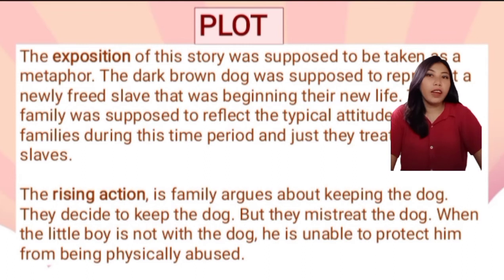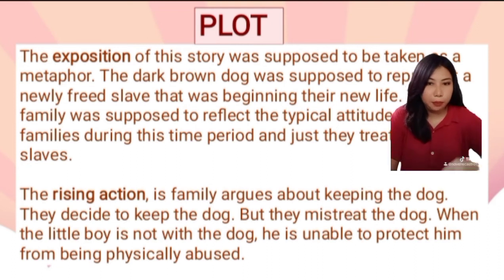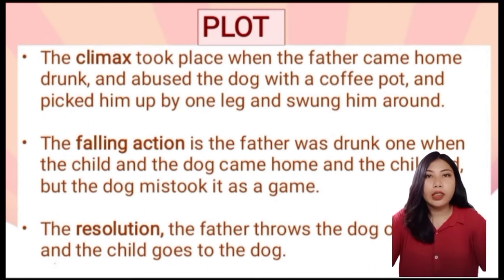The next part after the exposition is the rising action. The family argues about keeping the dog. They decide to keep the dog, but they mistreat it when the little boy is not with the dog. He is unable to protect him from being physically abused. And now let us proceed to the climax. It took place when the father came home drunk and abused the dog with a coffee pot, and picked him up by one leg and swung him around.